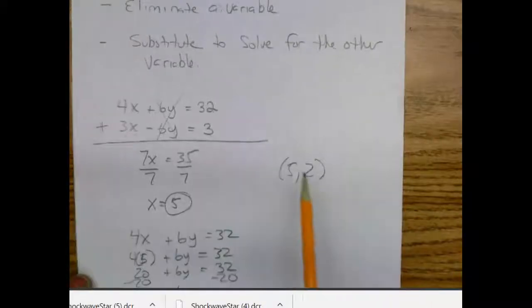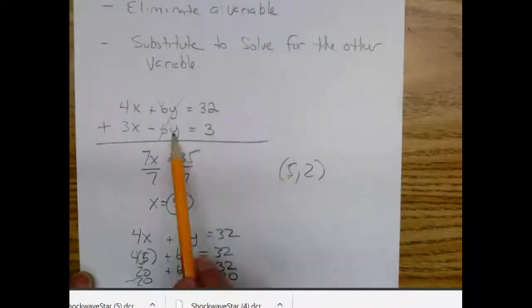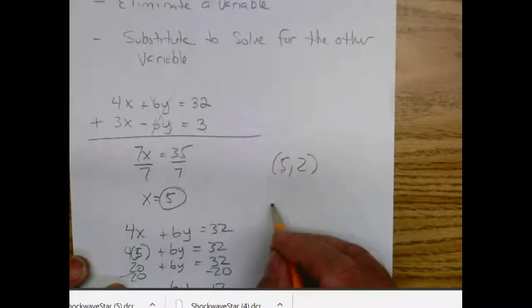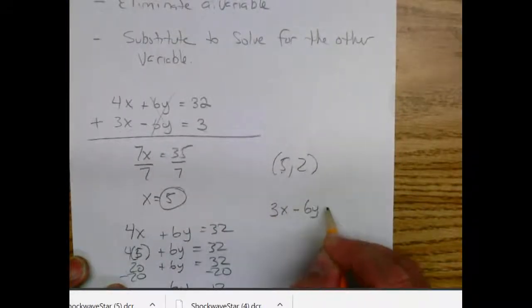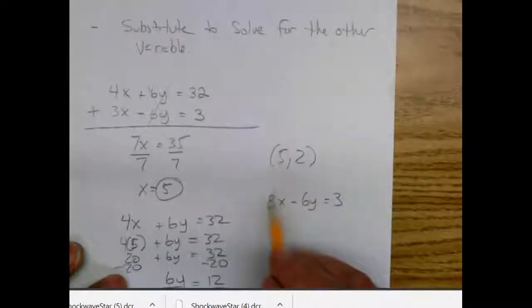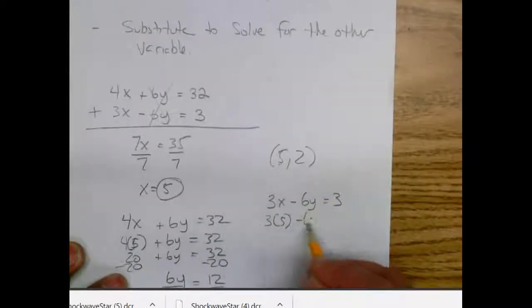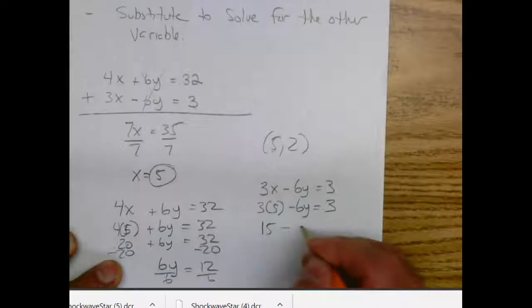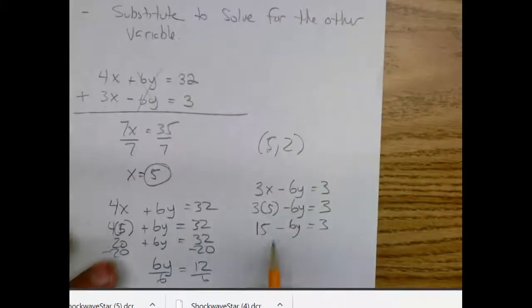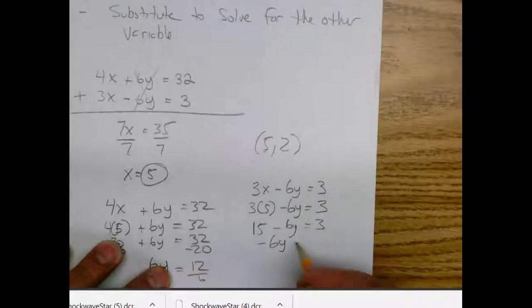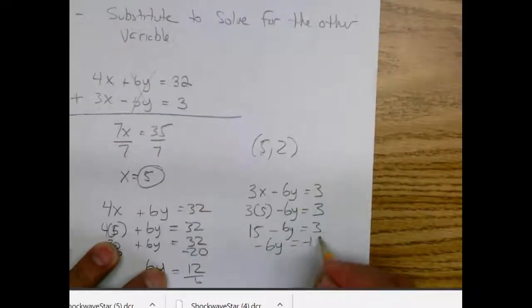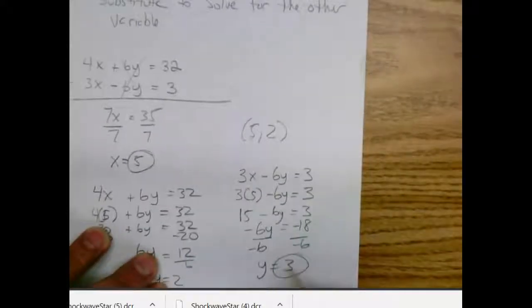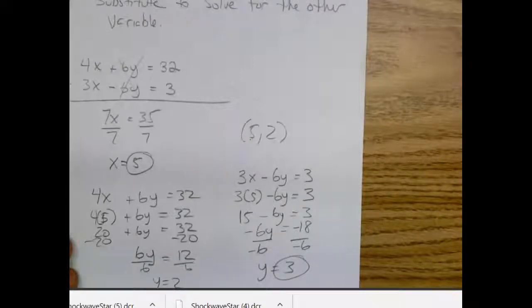Okay? And then we can check these answers by doing the other equation. So then if we just do 3x minus 6y equals 3, we'll just plug in the x. 3 times 5 minus 6y equals 3. Then we're going to have 15 minus 6y equals 3. That's minus 15 from both sides. Negative 6y equals negative 18. We're going to divide by negative 6, and we get y is 3. Okay? So we're a little bit off here, right? So we've got to figure out what we got wrong here.